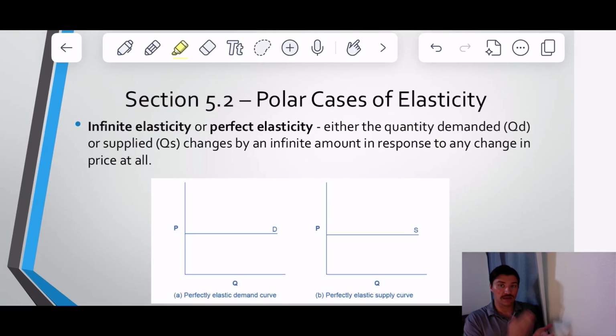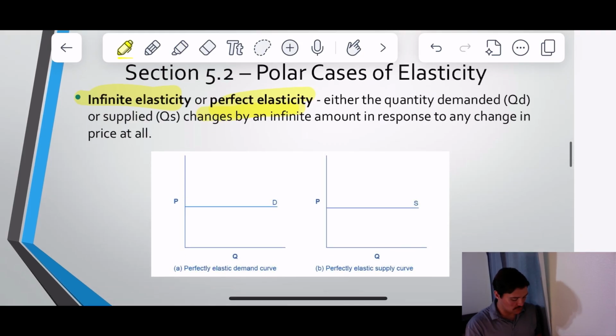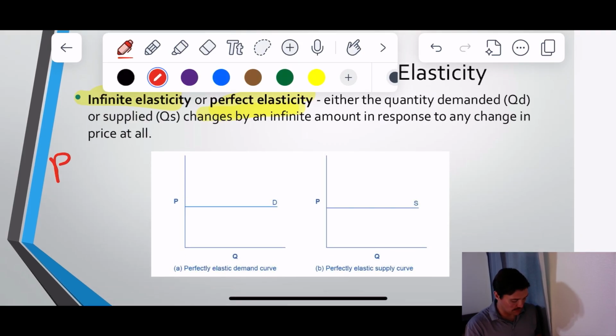Now let's talk about the polar cases of elasticity. So we talked about inelastic, unit, and elastic. But if we kept going to the far extremes on both sides, we do end up with something that is perfectly elastic and perfectly inelastic. Now, perfectly elastic does have another name, and that is infinite elasticity. Because if you were to do the calculation, price elasticity of demand, you would end up with an infinity.